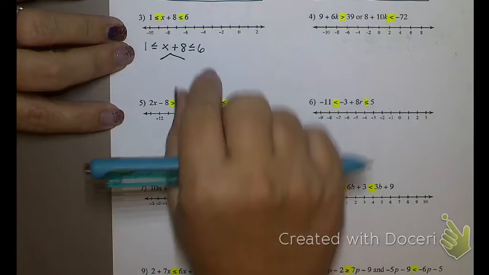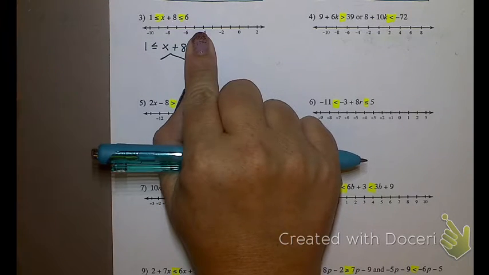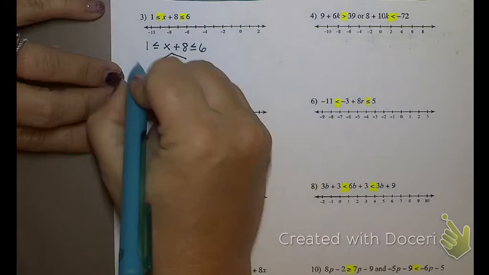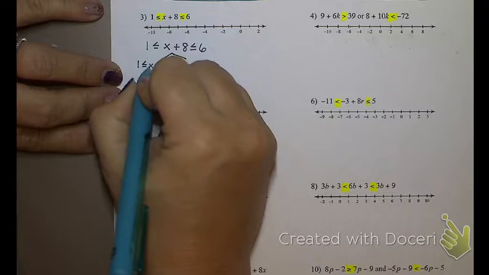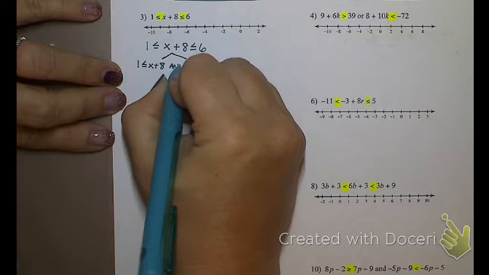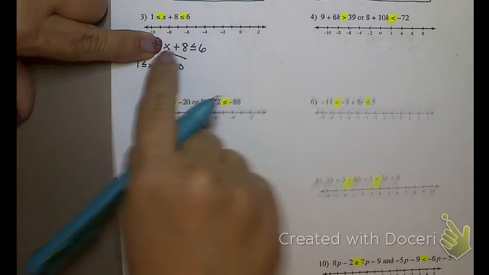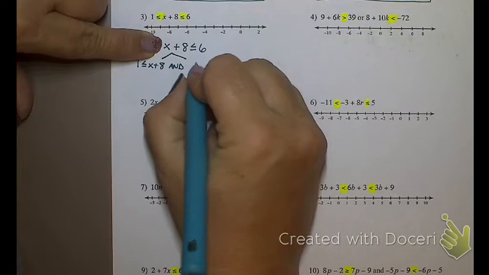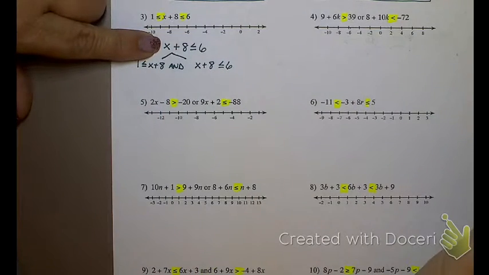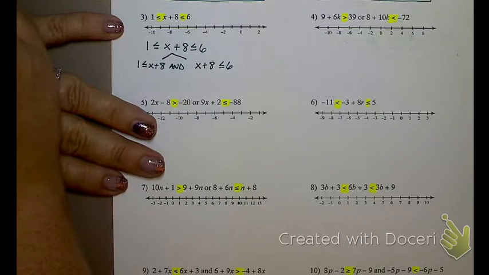Well, watch what I'm going to do. I'm going to cover up the less than or equal to 6. This is the first inequality I'm going to solve: 1 is less than or equal to x plus 8. And the other one, I'm going to cover up the 1 is less than or equal to. This is the other one I'm going to solve: x plus 8 is less than or equal to 6. So that middle part goes on both of the problems. Does that make sense?